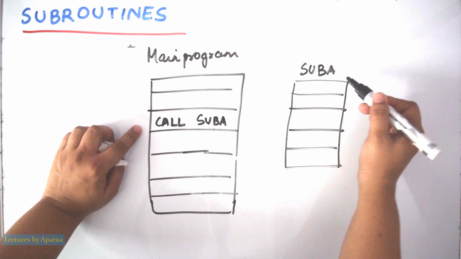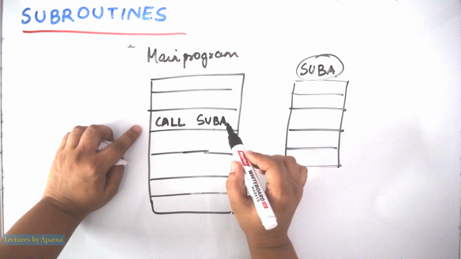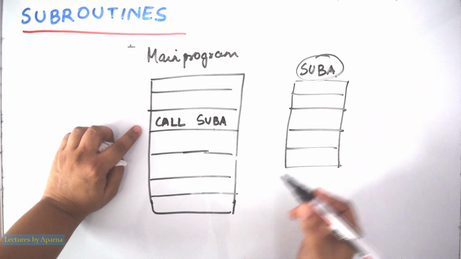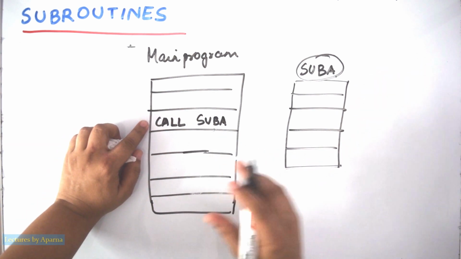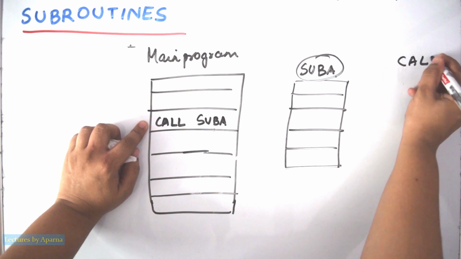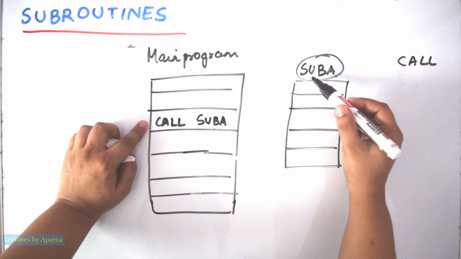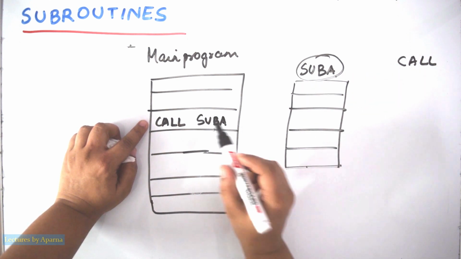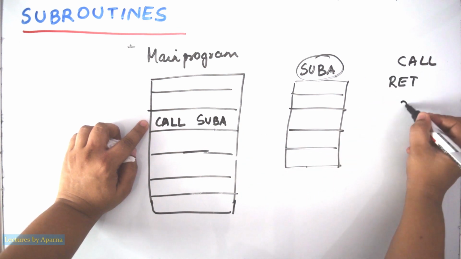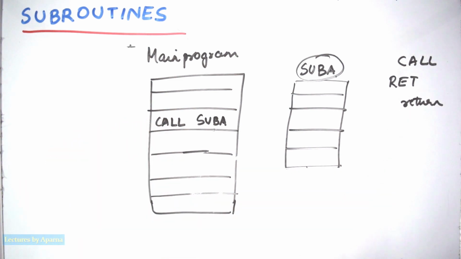So this is the subroutine A, which is named sub A, and when it is called, this program will be executed. So the instruction that is used to call a subroutine is called call instruction, call. And from the subroutine, if you want to return to the main program, you use the instruction RET, which means return instruction. So let's see what is happening.